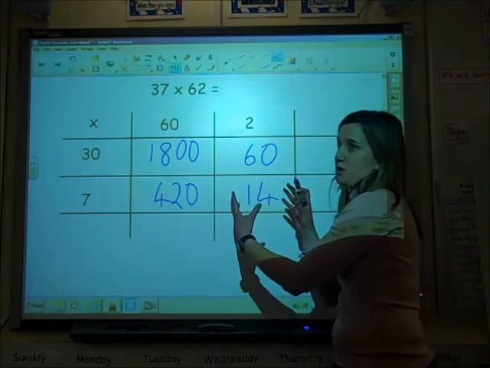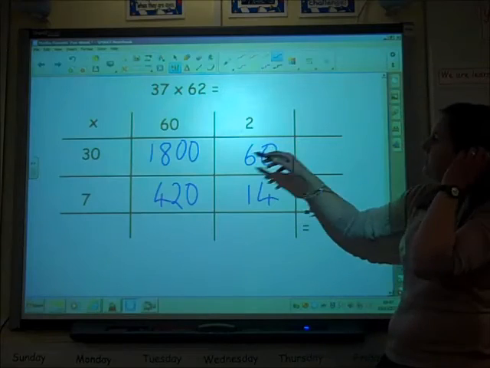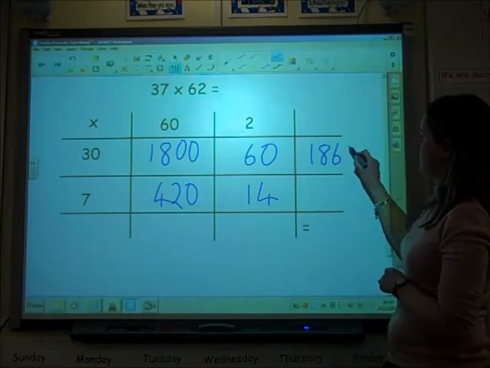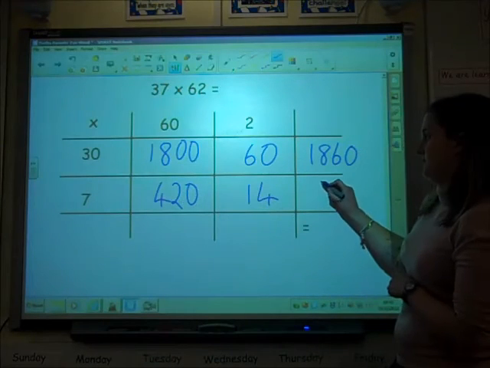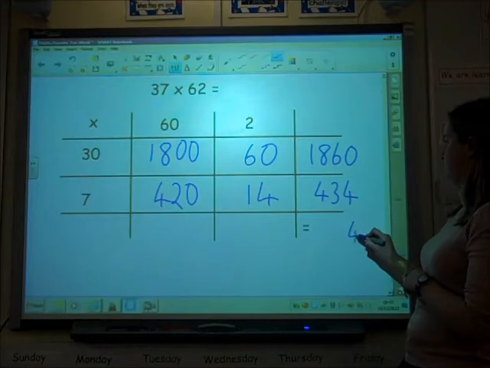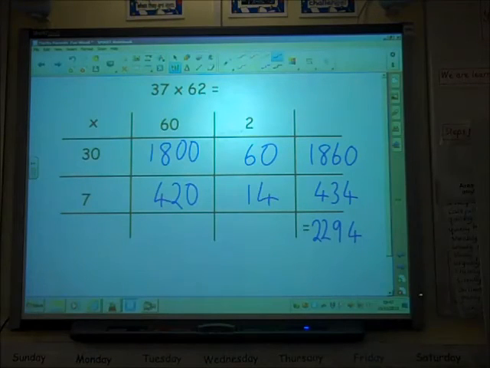So even though this is just one thing, we do a lot of work which actually goes into it as well. And then we add it up. So here we've got 1,860, here we've got 434, and then we add those together, 2,290.